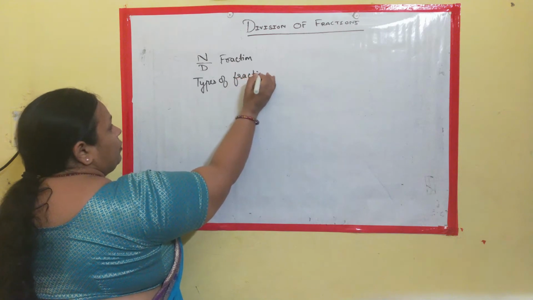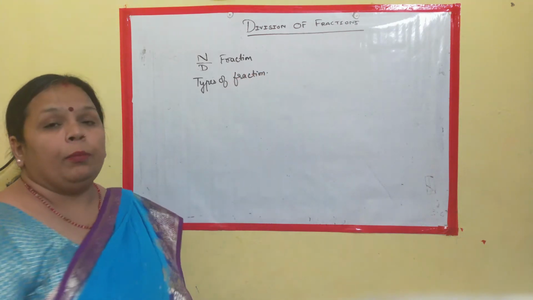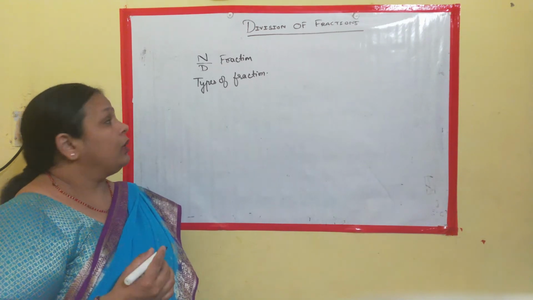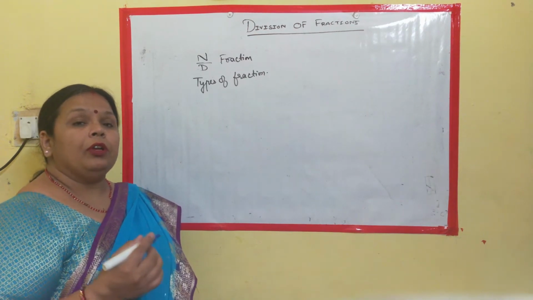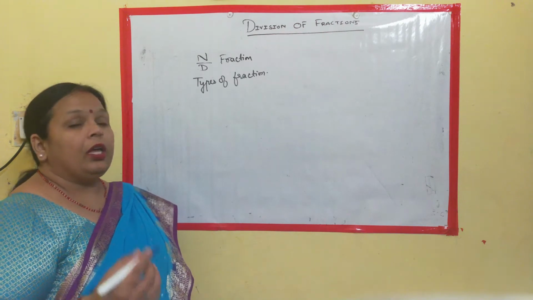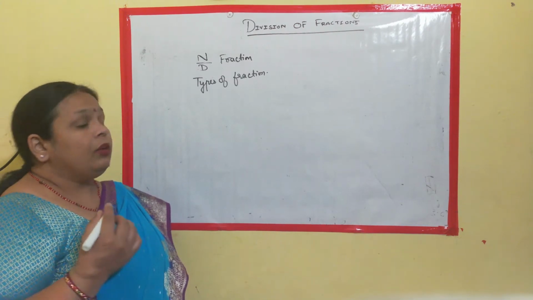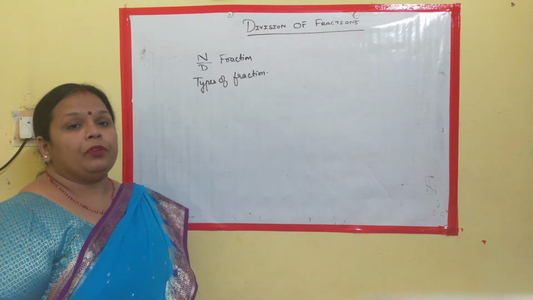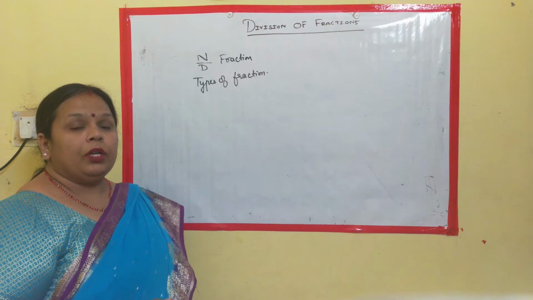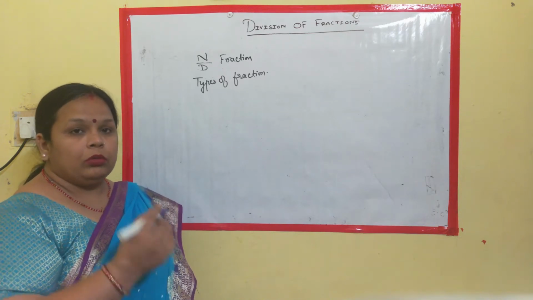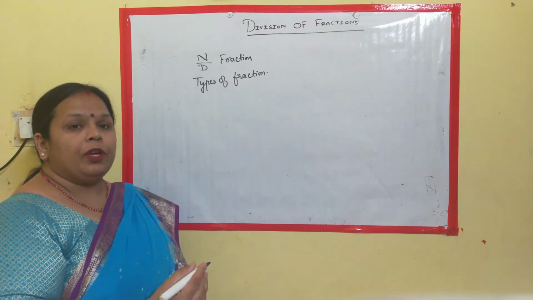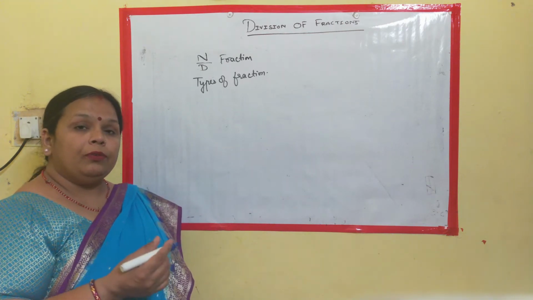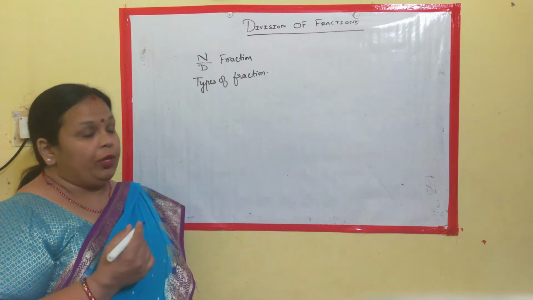So what were the types of fractions? We had proper fraction, improper fraction, mixed fraction, vulgar fraction, like fractions, unlike fractions, and equivalent fractions. Then we also saw how to find a fraction equivalent to another fraction with a given numerator, or a fraction equivalent to another fraction with a given denominator.